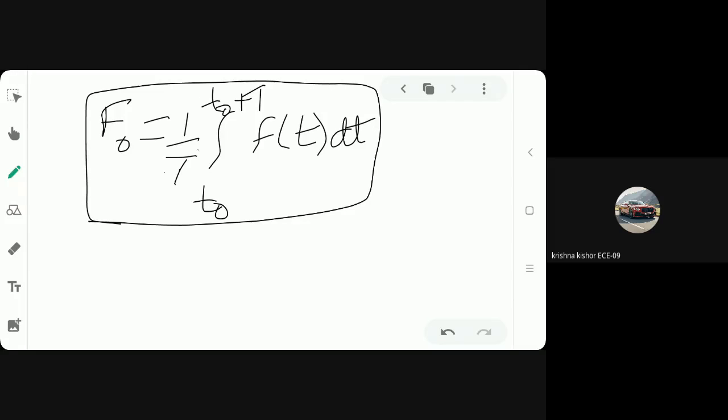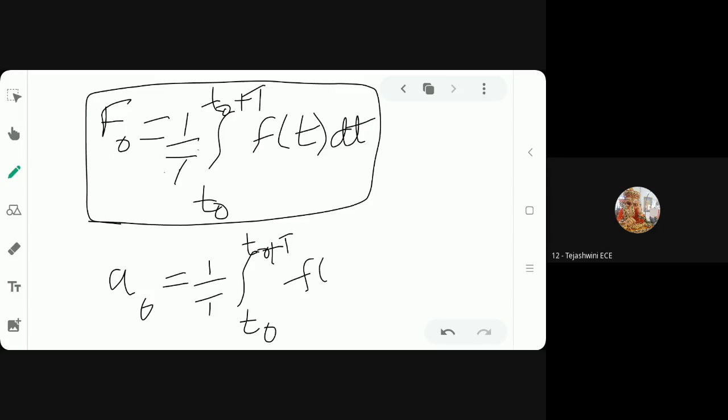Here f naught is similar to a naught. Do you remember what a naught is in trigonometric Fourier series? What is the a naught formula? Is it the same as what we have written here? A naught is equal to 1 by T integral t naught to t naught plus capital T f of t dt. Is this the same as the a naught formula? Yes, ma'am. A naught in trigonometric Fourier series also has the same formula: a naught equals 1 by T integral t naught to t naught plus capital T f of t dt.